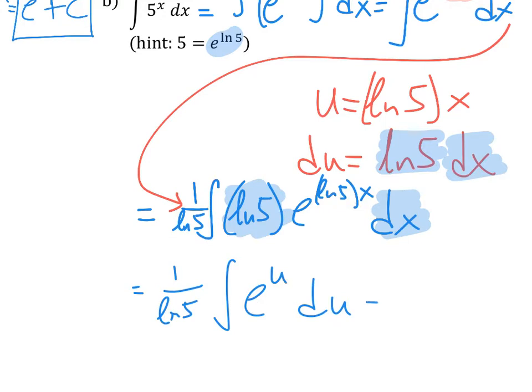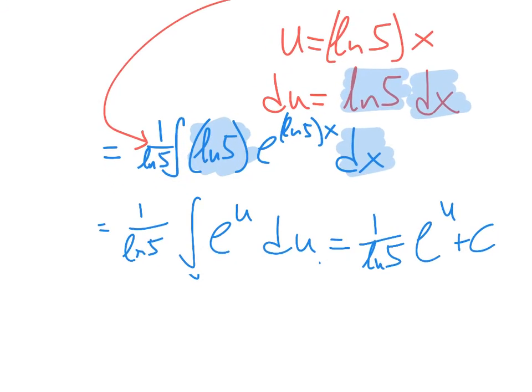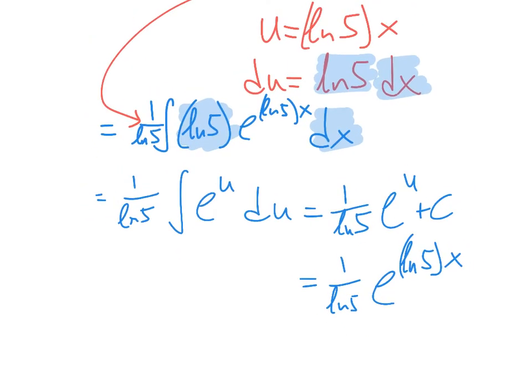Great. Now we have the antiderivative of e to the u. The 1 over ln 5 is going to stay out there, and this is just e to the u plus c. Our final answer we want in terms of x, so it's 1 over the natural log of 5, e to the, well, what was u? It was ln 5x. Now, you might be saying, whoa, this is a lot of steps. I wish there was a shortcut. You're going to see a shortcut in a moment.